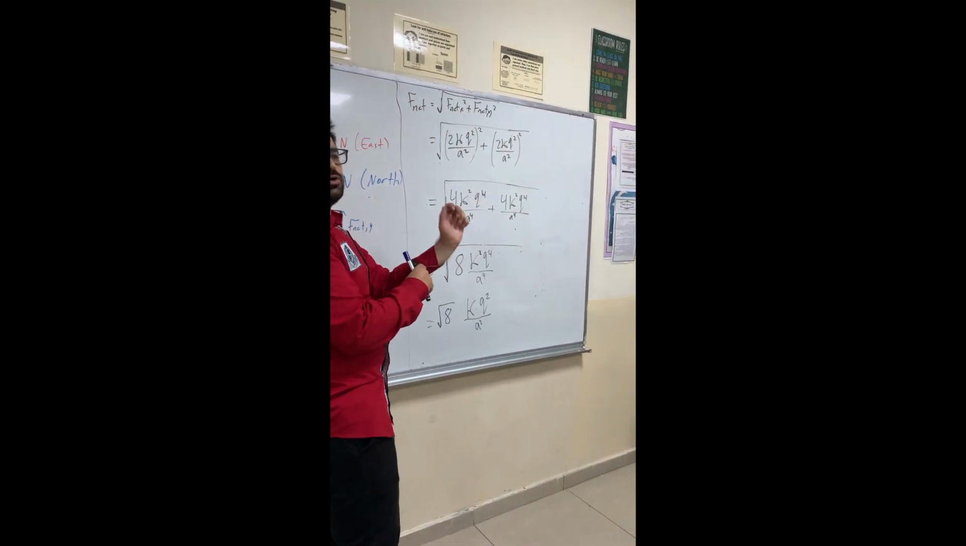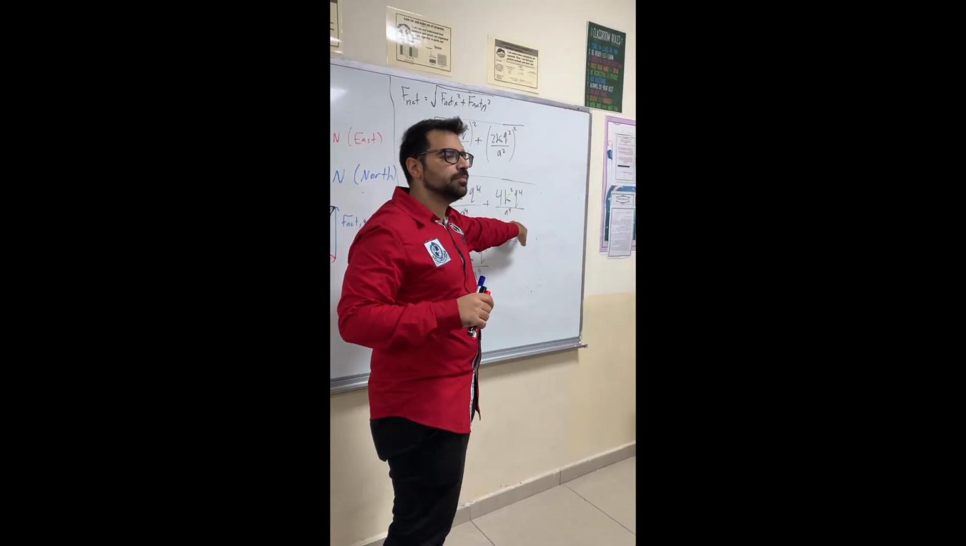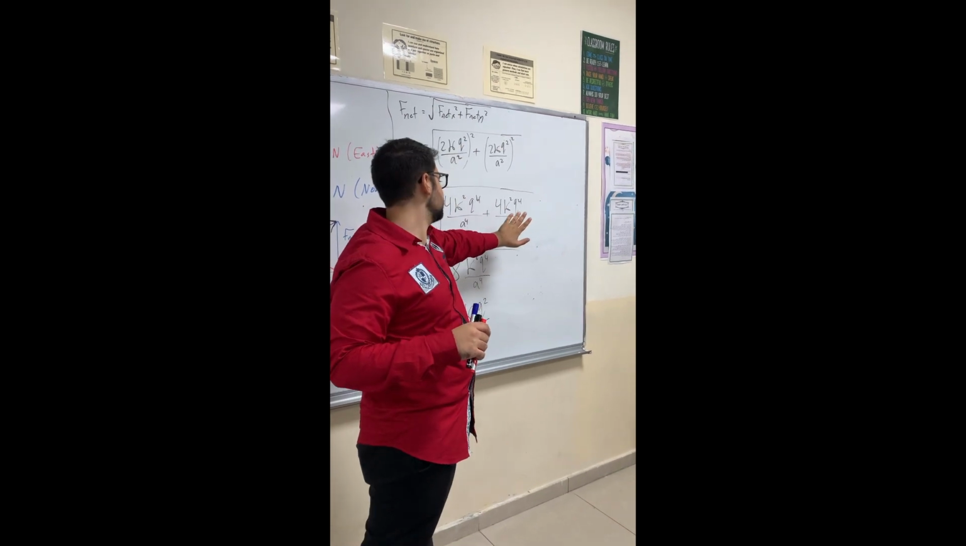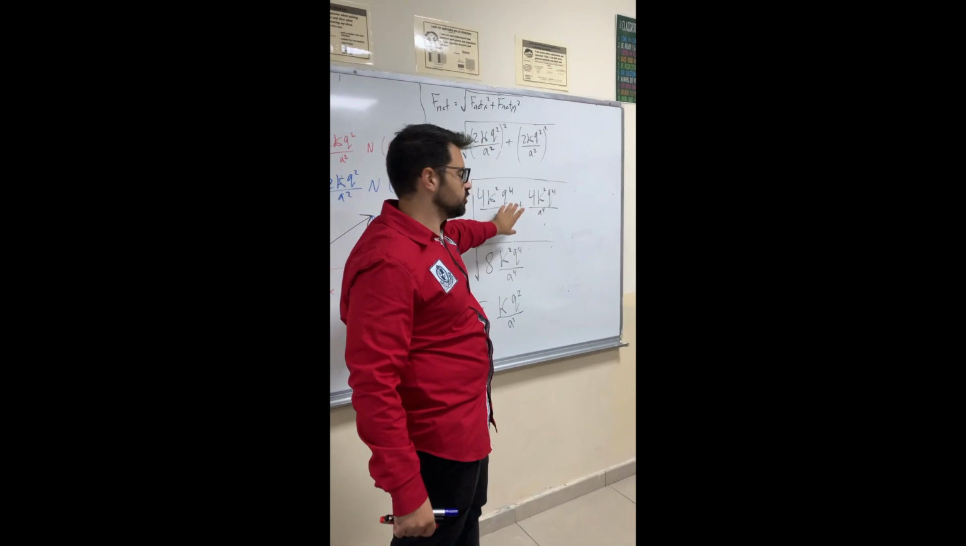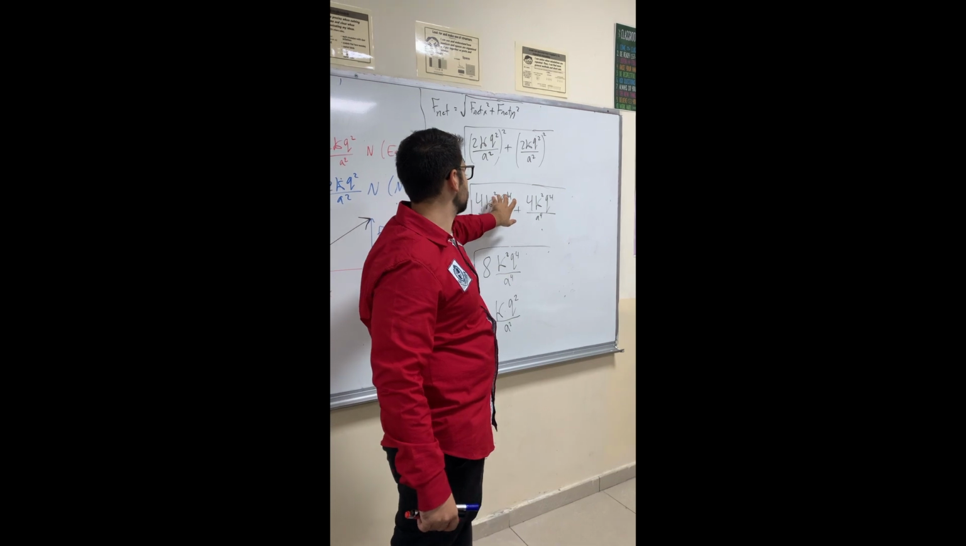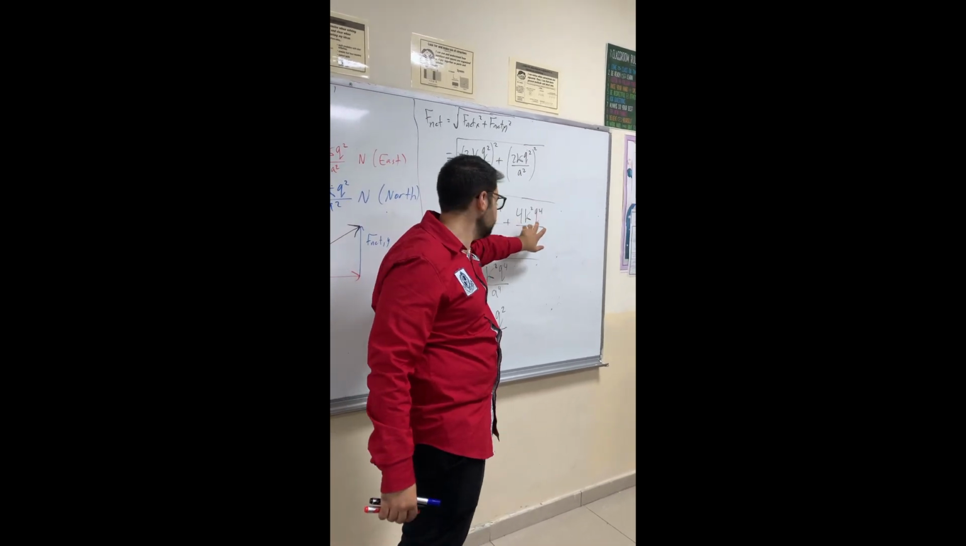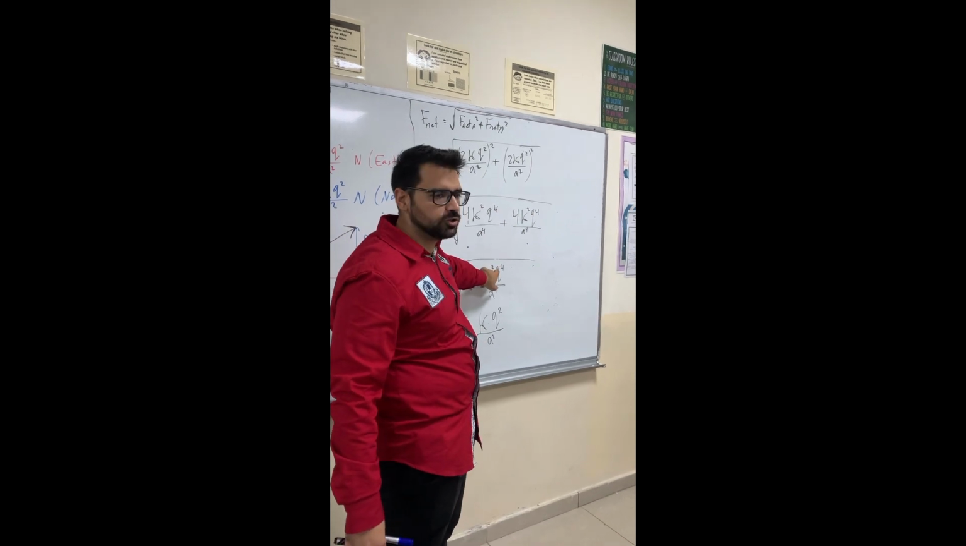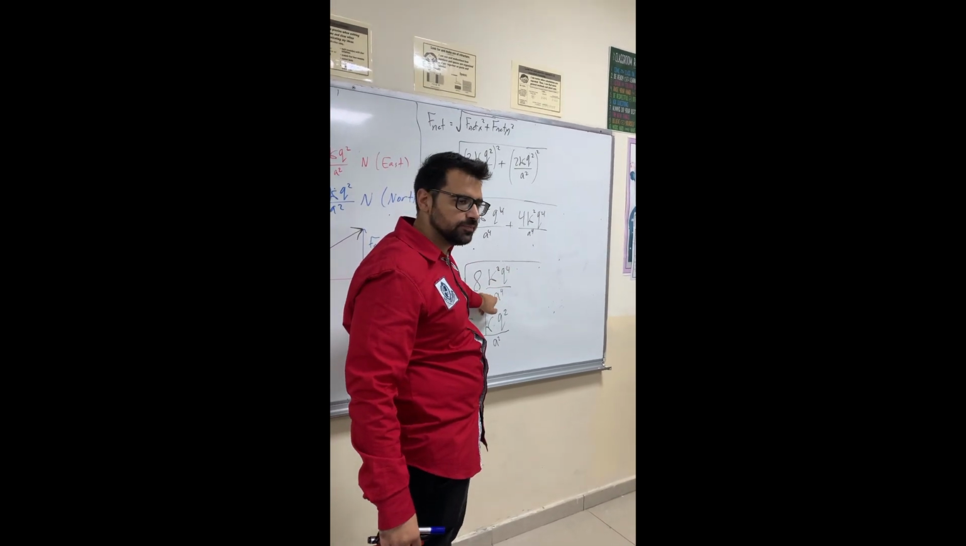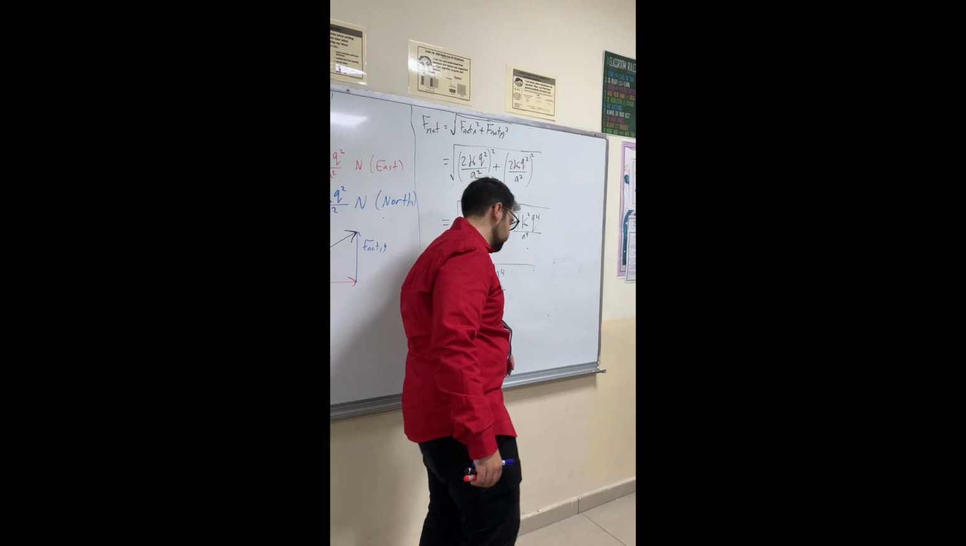So here, how do we add this? They have the same denominator, sorry. Do it step by step. So you add 4k squared q power 4 plus 4k squared q power 4, which will be 8k squared q power 4 over the a power 4 denominator that they have in common.